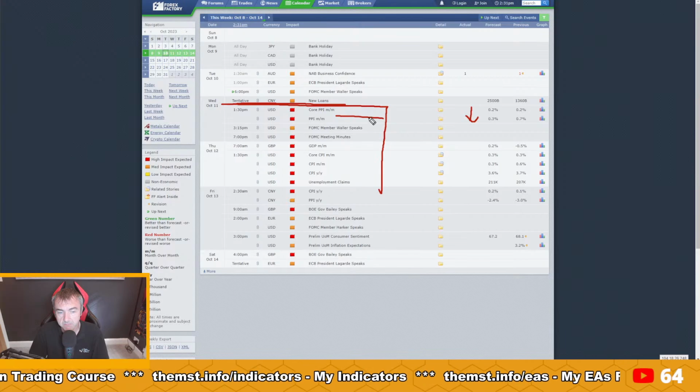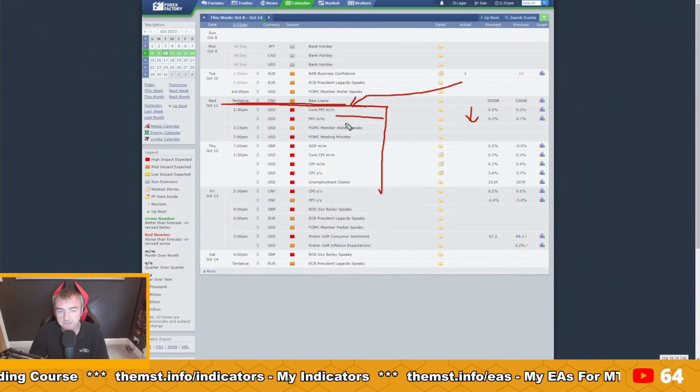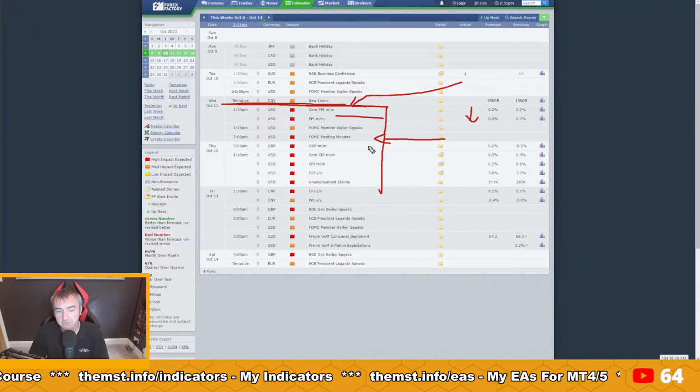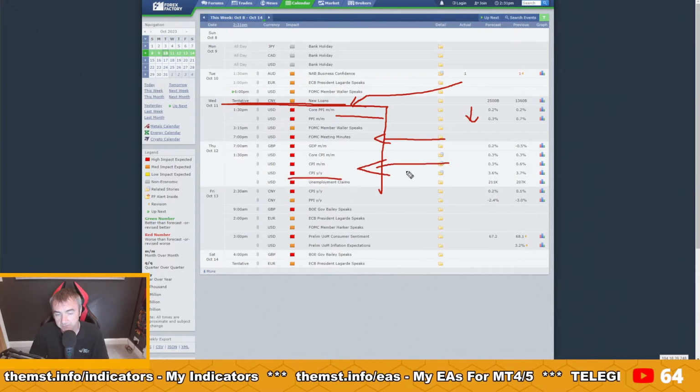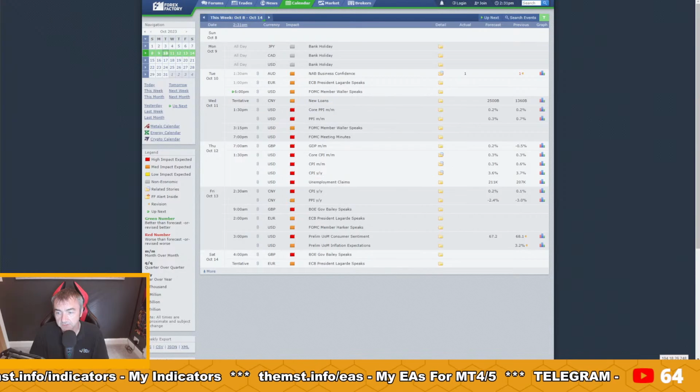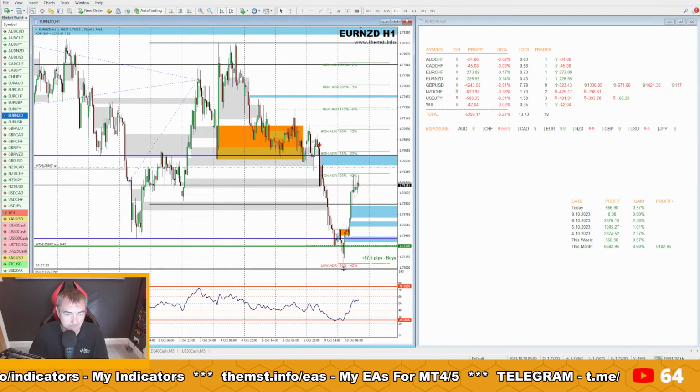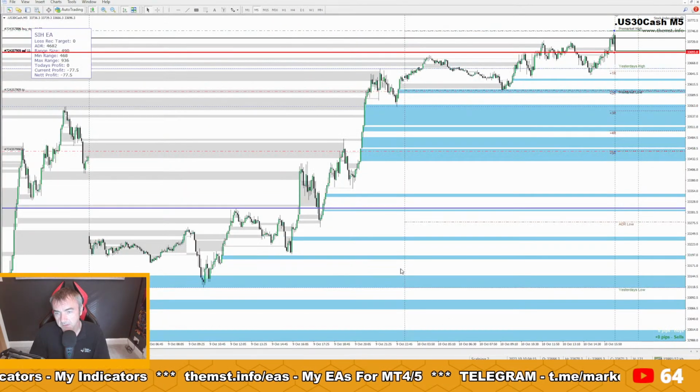They're not really going to want to move too much ahead of the PPI and FOMC and CPI. That's the big one, Thursday, CPI, when we get the inflation figures. So I wouldn't be surprised to see not a massive amount of movement today, but we'll see where we go.